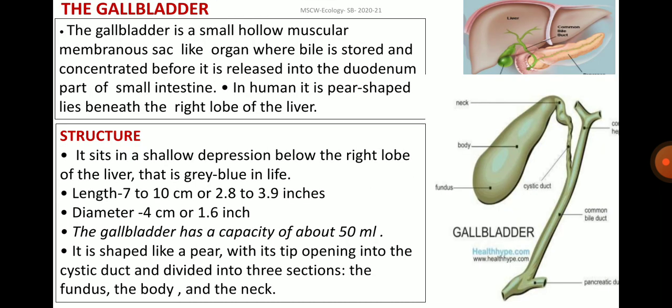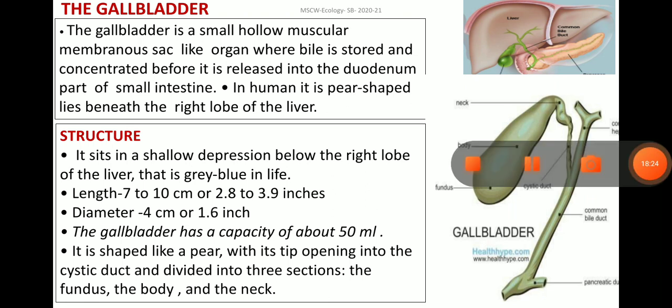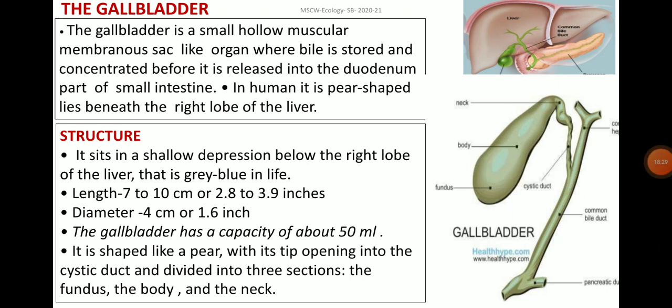So the next organ which we have to study today is the gallbladder. Fine. So the gallbladder is the structure you have studied in your lower classes. The gallbladder is a small hollow muscular membranous sac, which is an organ where bile is stored and concentrated before it is released into the duodenum, part of the small intestine.